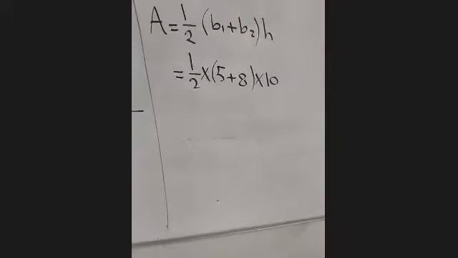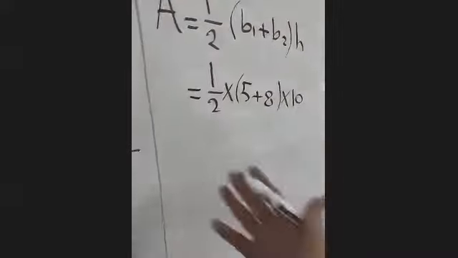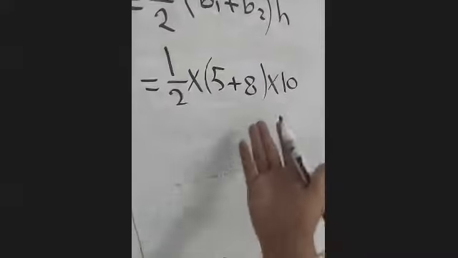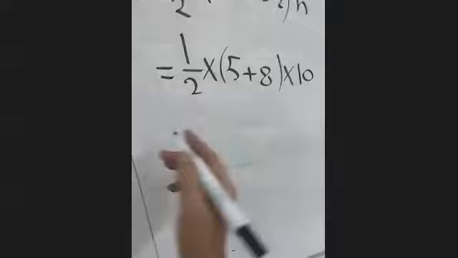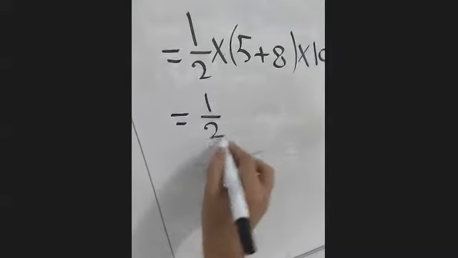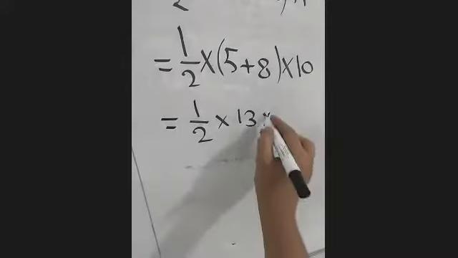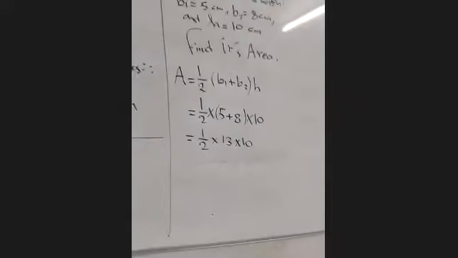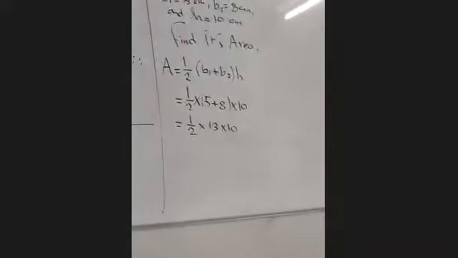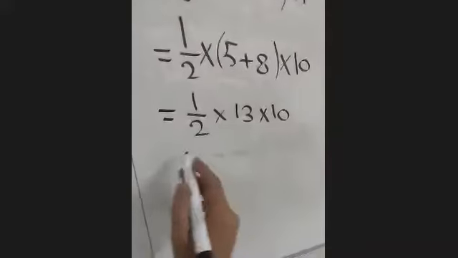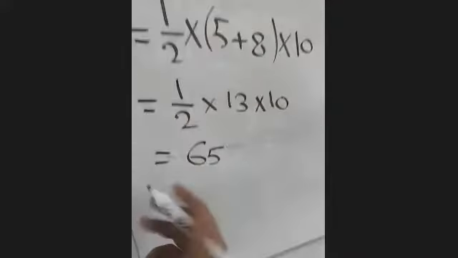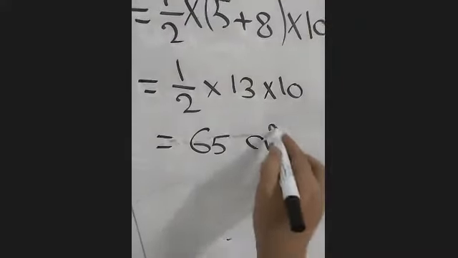In order of operations, we said the first step always in any numerical expression is to do the brackets first. So half multiply 5 plus 8, 13. Multiply 10. Half of 10, 5 by 13, 65. 65 what? The unit, which is centimeter squared.